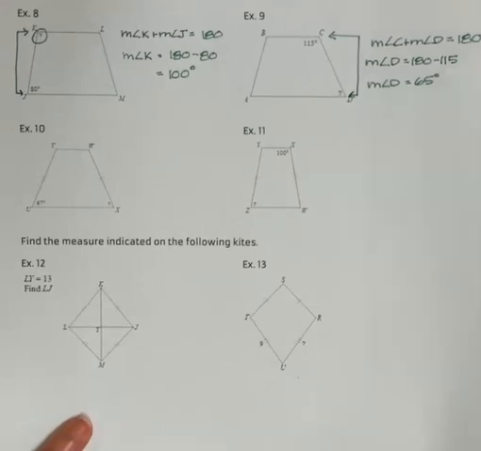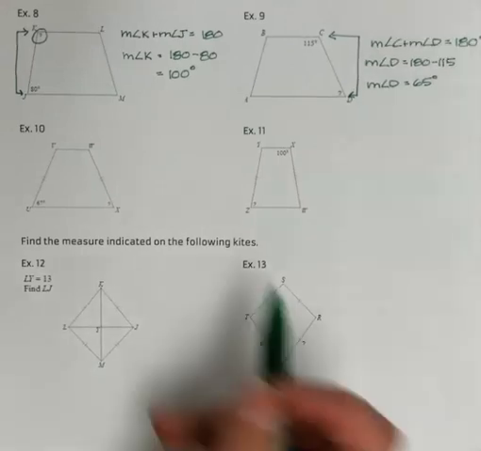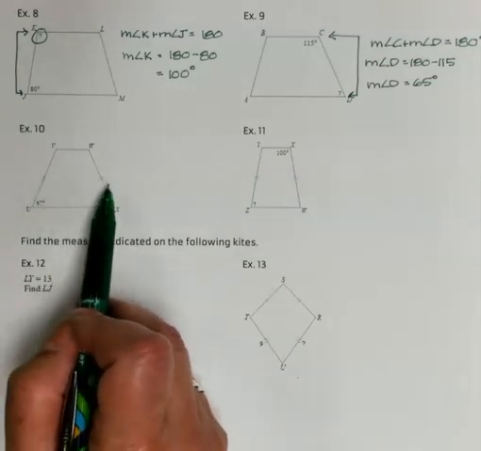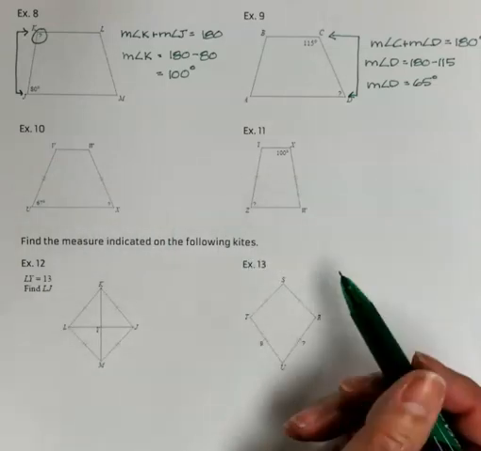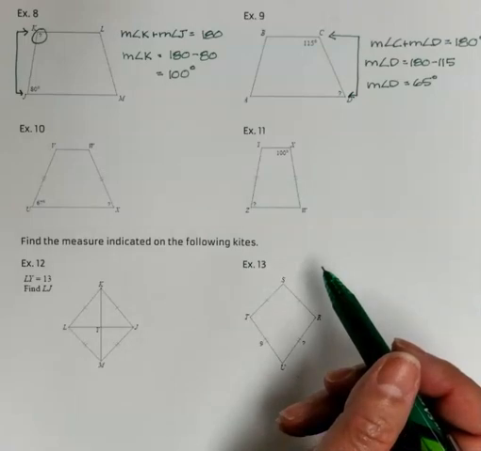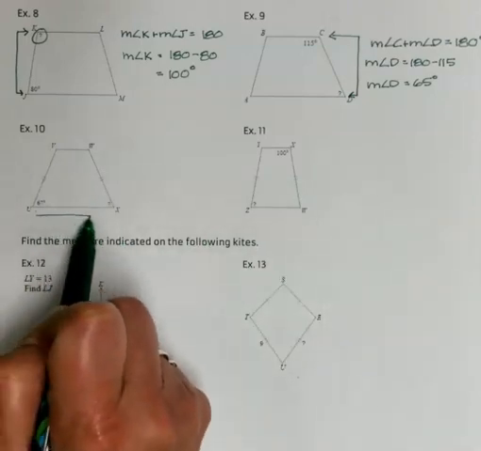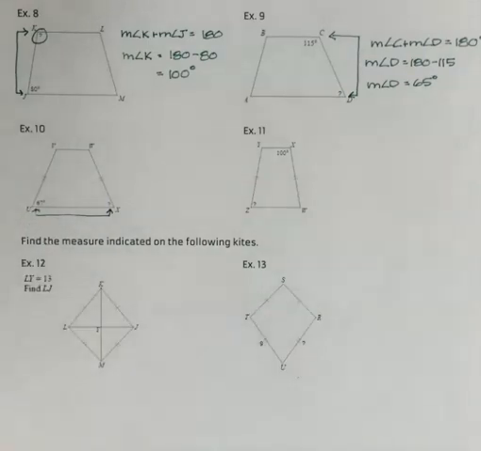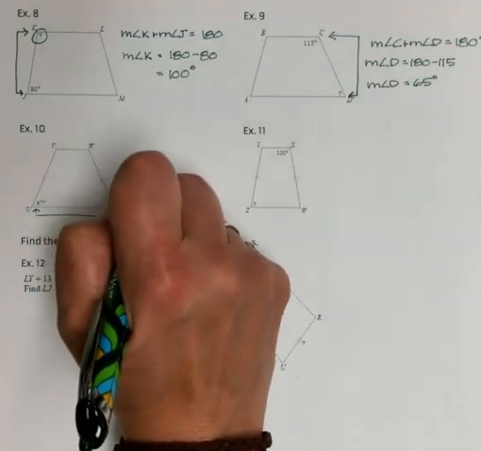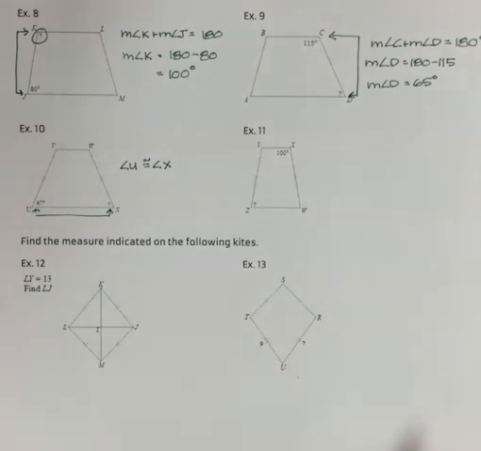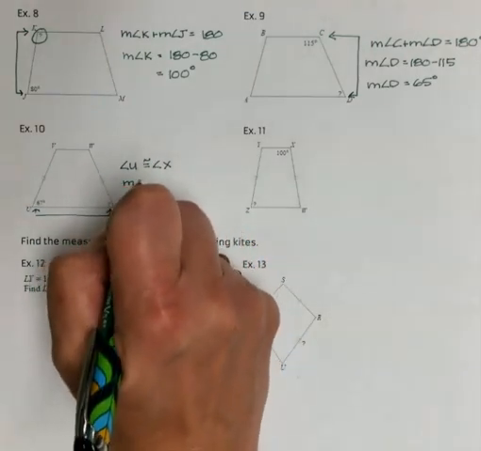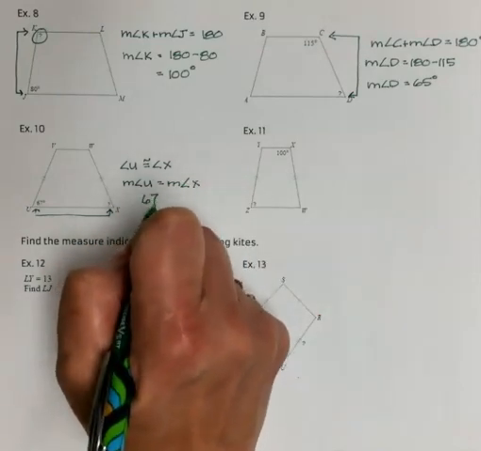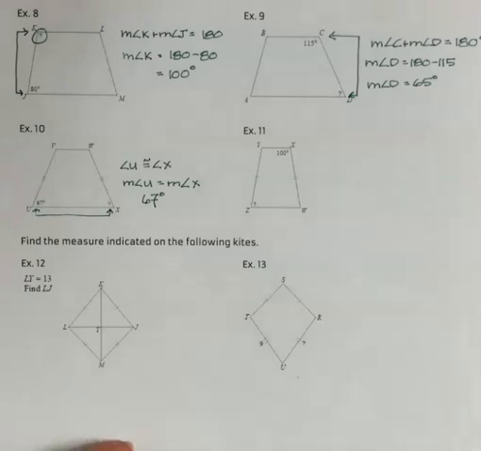When we move down to example 10 and 11, notice that they have marked the two non-parallel sides or legs as being congruent on both of these. So these are isosceles trapezoids. And when you have isosceles trapezoids, the consecutive base angles are congruent. In this case, angle U is congruent to angle X, which means the measure of angle U equals the measure of angle X, and in this case, 67 degrees.